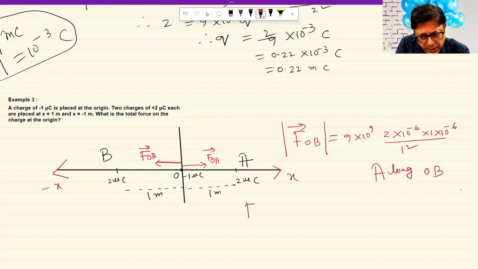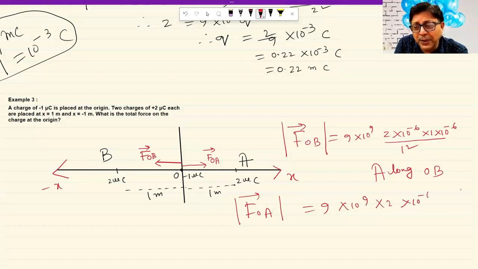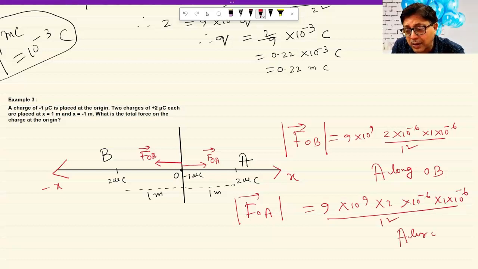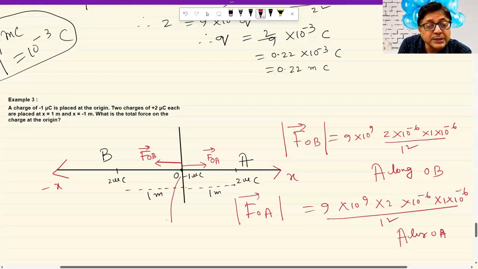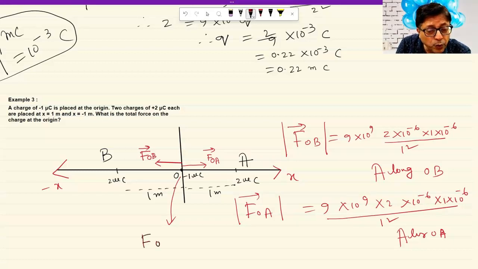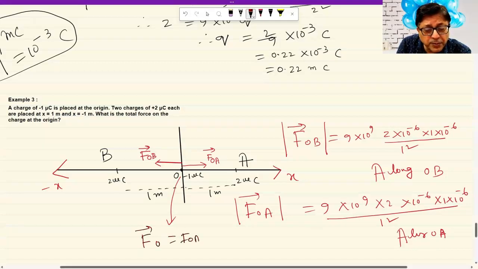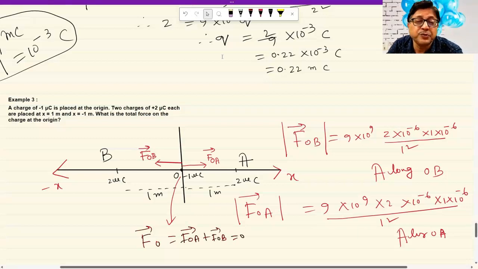What about F_OA? This one has magnitude 9 × 10⁹, 2 × 10⁻⁶, 1 × 10⁻⁶ by 1 square. This is in what direction? Along OA. Now look at these two expressions, F_OA and F_OB, they are the same. So how much force will it experience? The force experienced is going to be equal to 0. F_O is the vector sum of F_OA and F_OB, which is equal to 0.